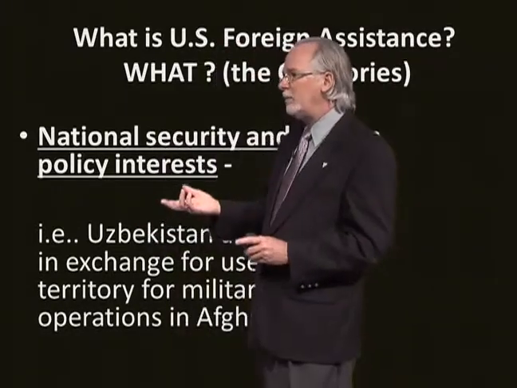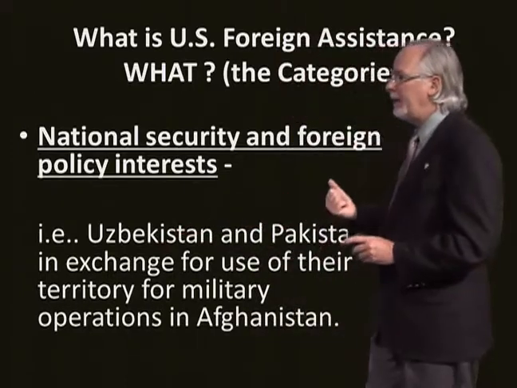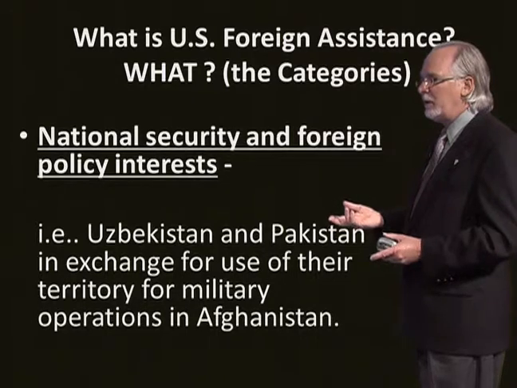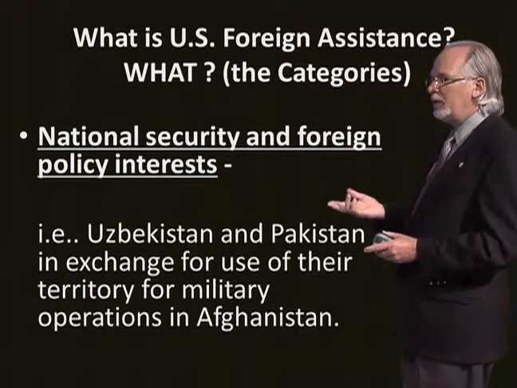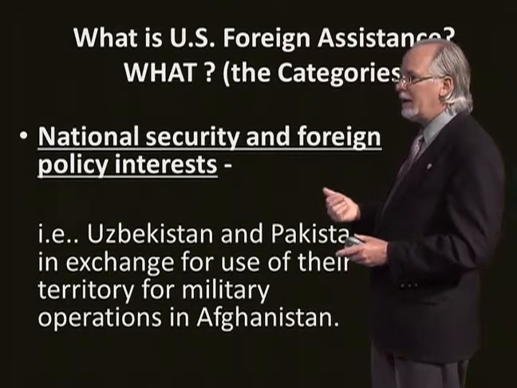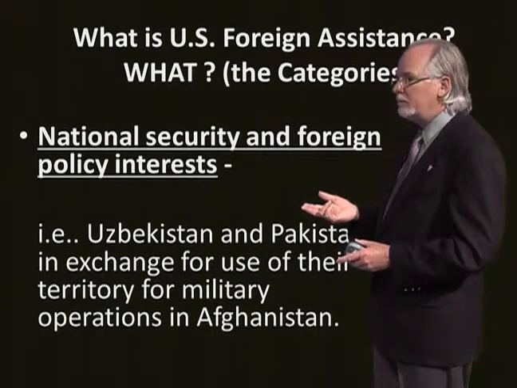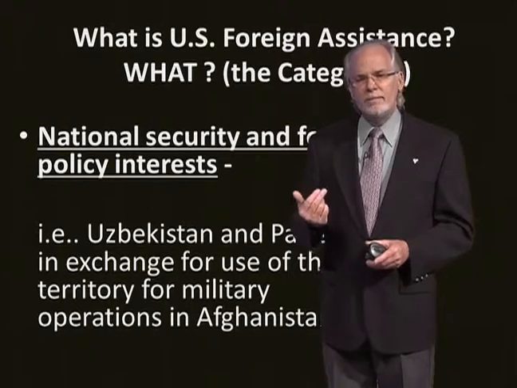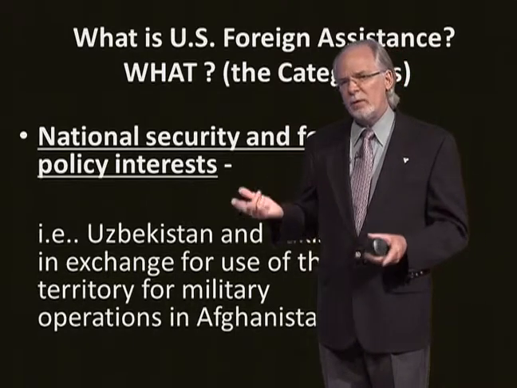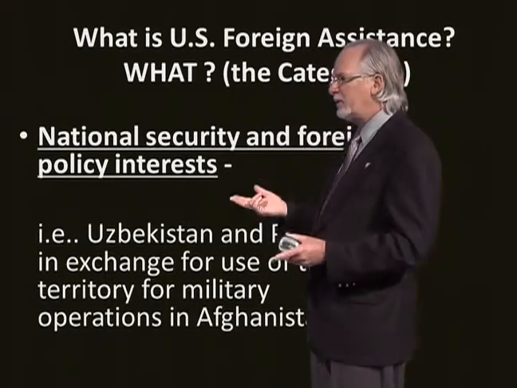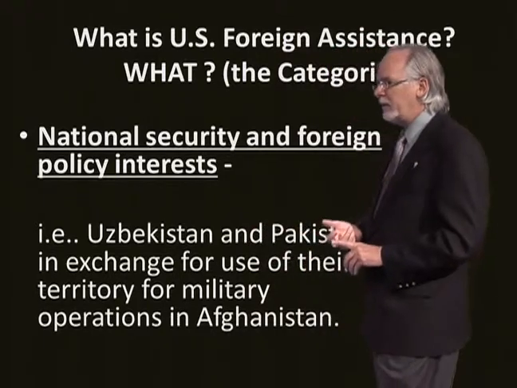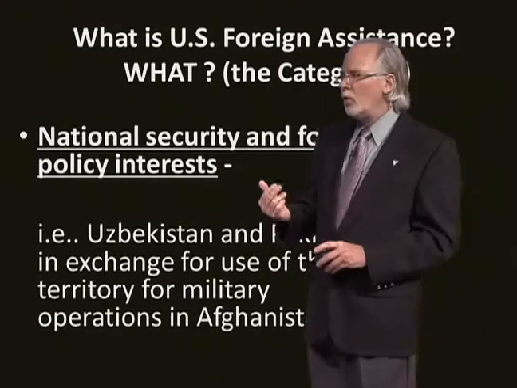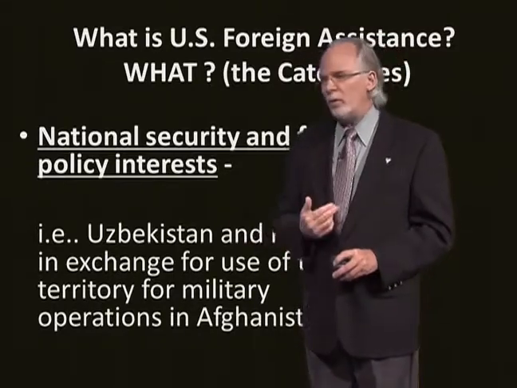So an example would be Uzbekistan and Pakistan, where there is an agreement to use military bases in their country in exchange for particular support that the U.S. provides to support the U.S. military operations in Afghanistan. That would be an example of foreign aid being used for national security and foreign policy interests.